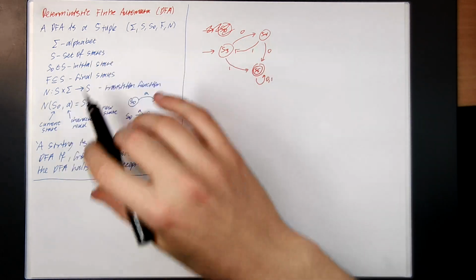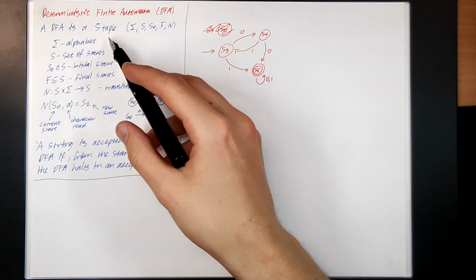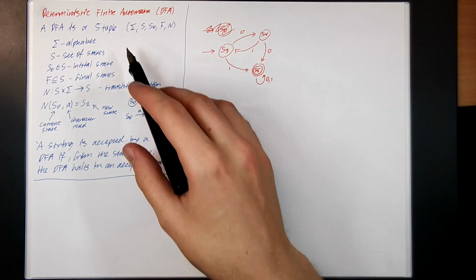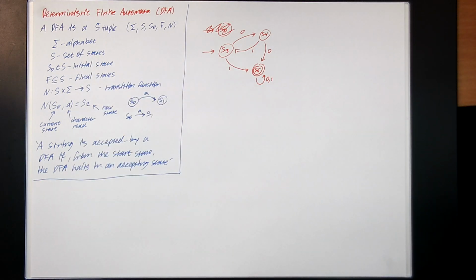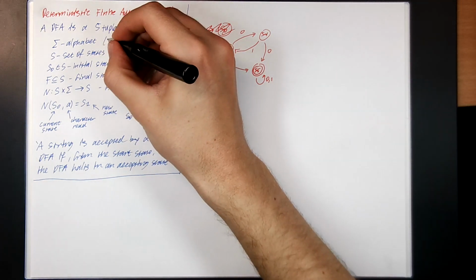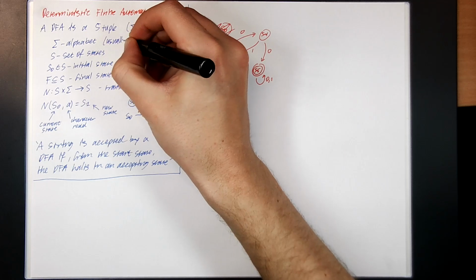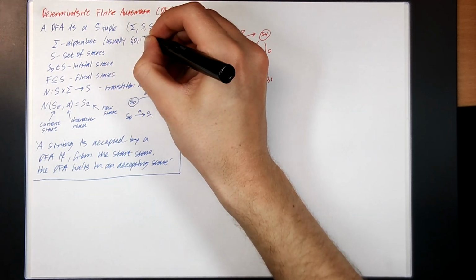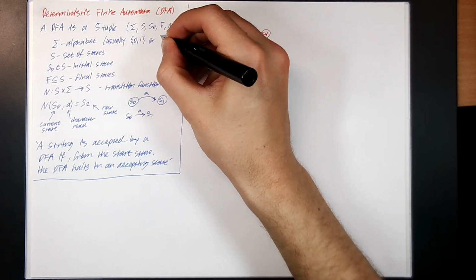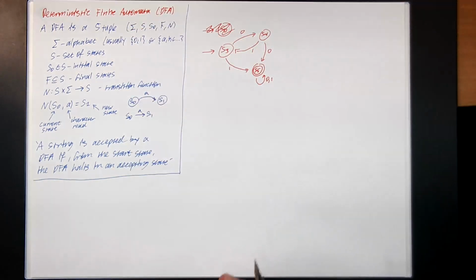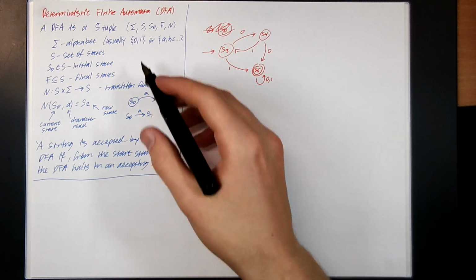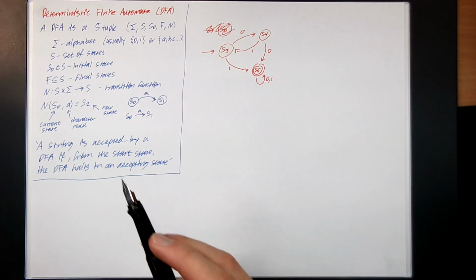So here's a formal definition. A DFA is a 5-tuple, so a tuple of 5 things: sigma, S, S naught, F, and N. Sigma is the alphabet, and the alphabet of the DFA is the set of all characters you can make strings from. Usually we're concerned with either the set of all binary strings, 0, 1, or sometimes a set of a few letters, A, B, C, etc. The alphabet for DFAs is always a finite set, so usually it's going to be binary strings.